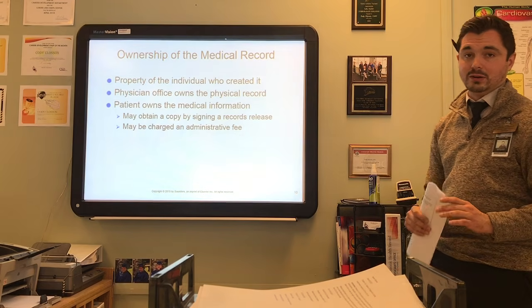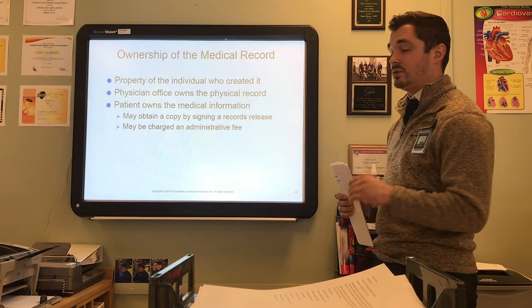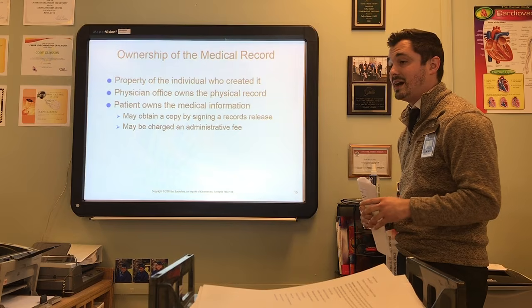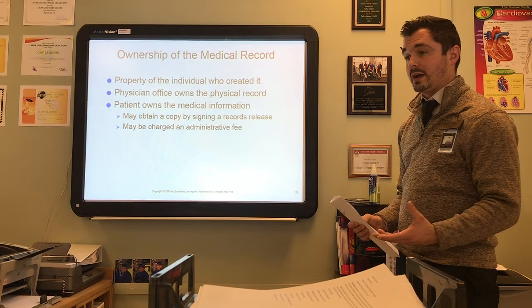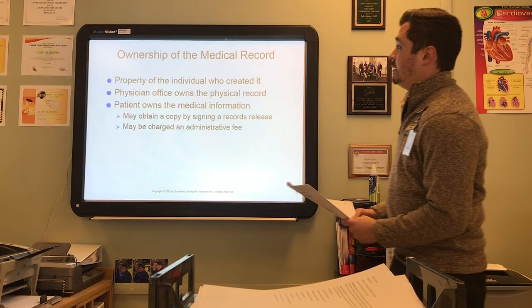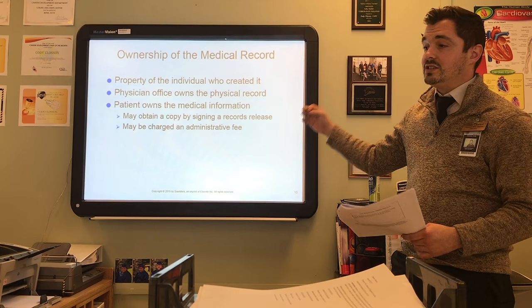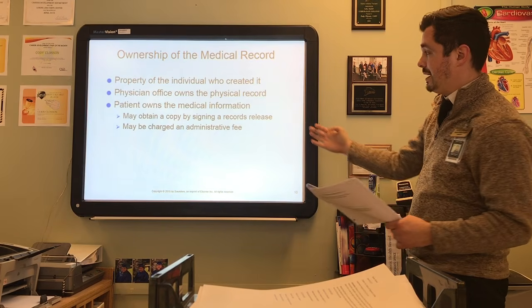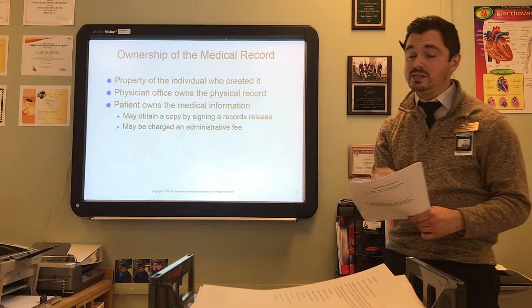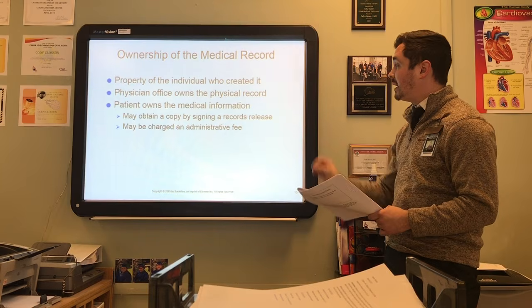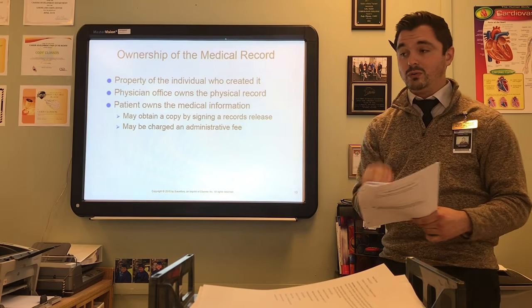Ownership of the medical record. All right, this is a good one to know, and it's really important. This question will come up a million times. Who owns the medical record? Okay? Now, it's the property of the individual who created it. Therefore, the physician's office owns the medical record. Now, the patient owns the information in the medical record, but the physician owns the actual physical record.